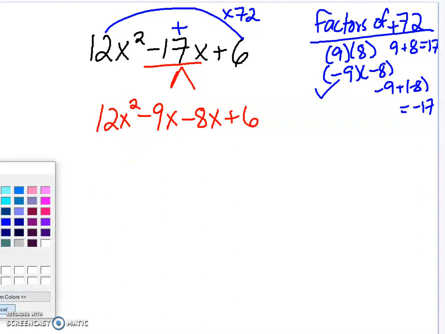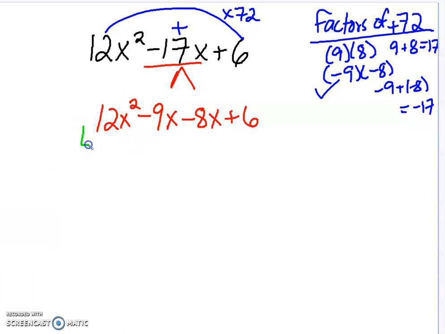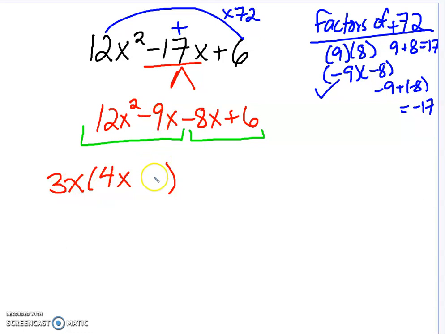After that, we're going to split this into two groups, each group containing two terms. So in the first group, we're going to try to pull out the greatest common factor once again. So I have 12x squared minus 9x. Well, 12 and 9 are both divisible by 3, so I would factor out a 3. And then I have 2 x's here and 1 here, so I can pull out at least 1x. And that's going to leave me with 3x times what would give me 12x squared? That's 4x. And 3x times what would give me negative 9?